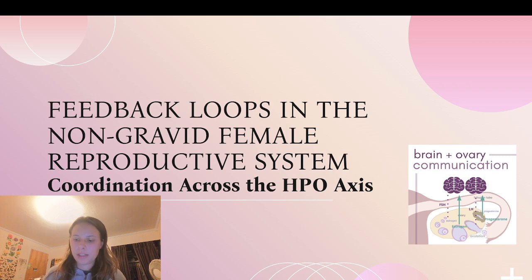Today is October 2nd, and today I'll be presenting on feedback loops in the non-gravid female reproductive system. This topic highlights how the brain and reproductive organs communicate through hormones to coordinate the menstrual cycle. We'll explore how these feedback loops regulate timing, fertility, and uterine readiness.